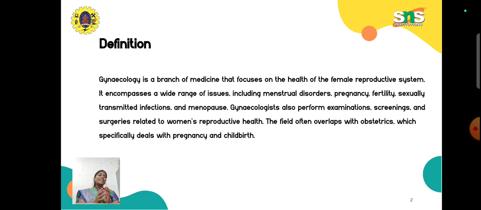The gynecologist can also perform examinations, screening and surgeries related to women's reproductive health. This field often overlaps with obstetrics, which is very specific to pregnancy and childbirth. Gynecology is the vast area, and obstetrics is the part of it that mainly focuses on pregnancy and childbirth.